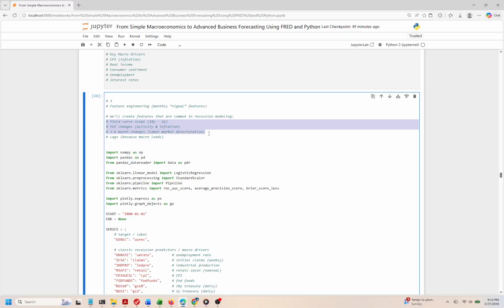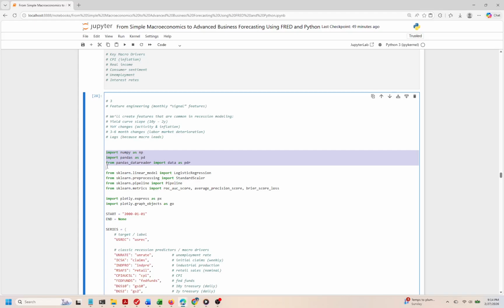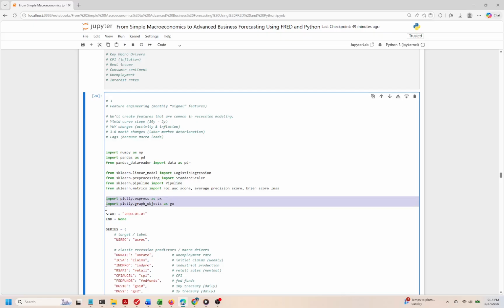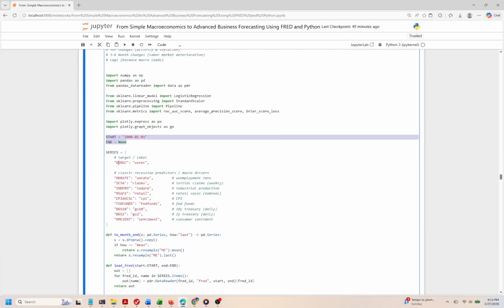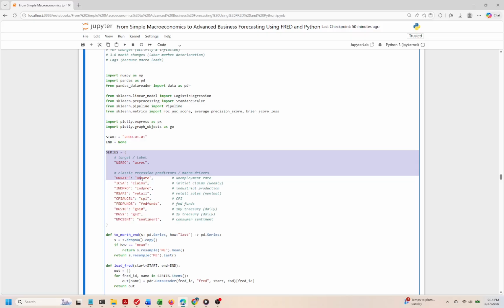To achieve this, we start by importing necessary libraries for data manipulation and analysis. The code sets up a time range starting from January 1st, 2000, to the present. Within this defined period, we identify several key economic series that will serve as both predictors and targets in our model, including unemployment rates and consumer sentiment, among others. Each series is paired with a corresponding identifier for clarity.